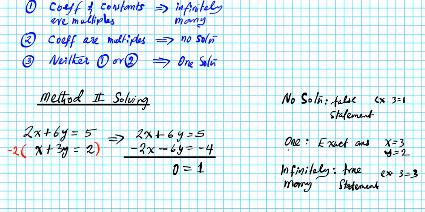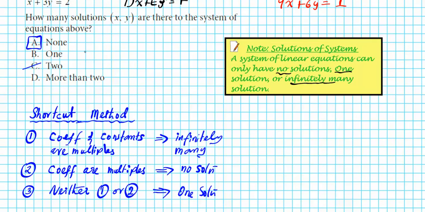Now, we know it's not option 1 because there's no variable here. It's either true or false. Is this a true statement? Is 1 ever equal to 0? Never. This is a false statement. So guess what that means? That means you have no solution. Okay? So this is method 2, actually solving the system to see what you get, and it agrees with our answer that we got when we used the other method, which was the shortcut method.